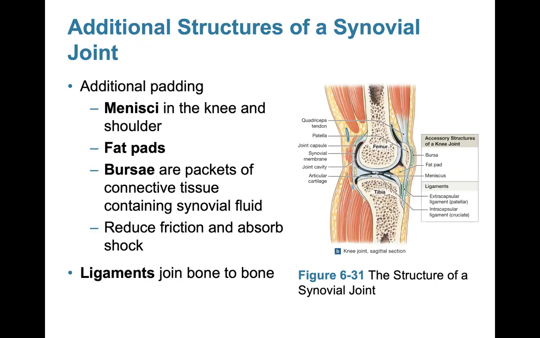Additional padding includes menisci in the knee and shoulder, fat pads, and bursa, which are packets of connective tissue containing synovial fluid. Sometimes if you have a bursa that becomes inflamed, that's referred to as bursitis. And that can happen, say, in your shoulder joint or some other joints. And ligaments will join bones to bones.